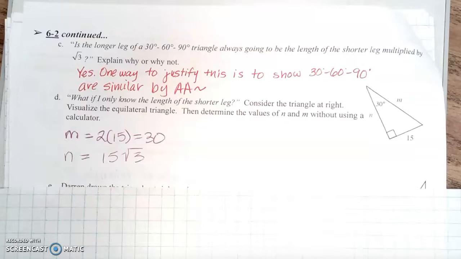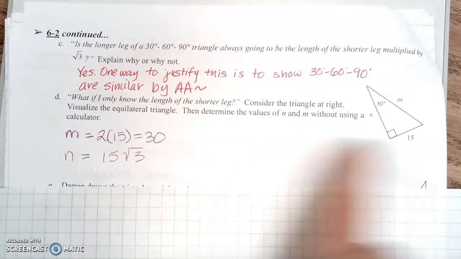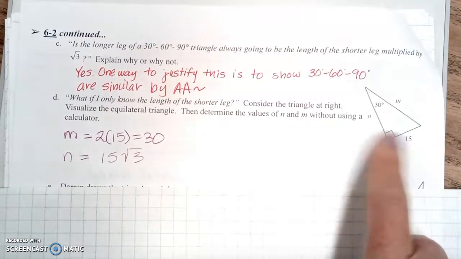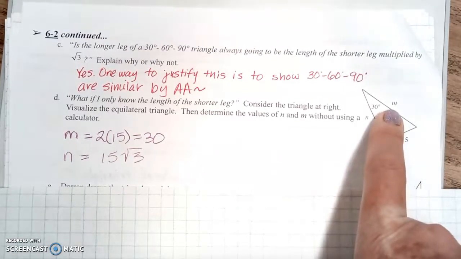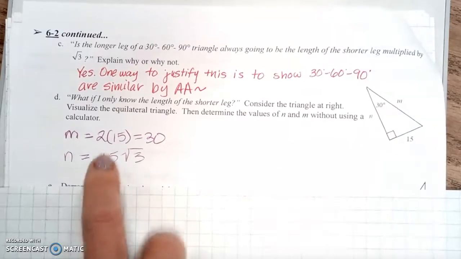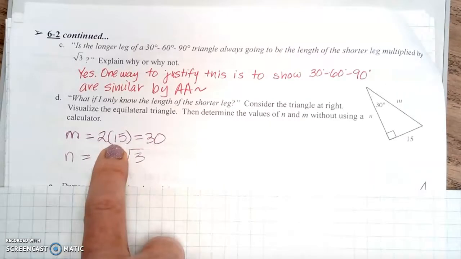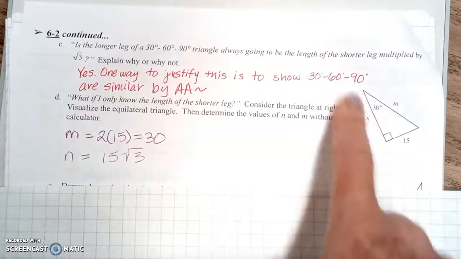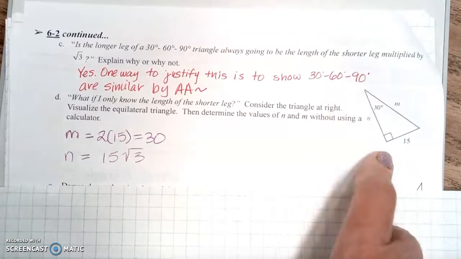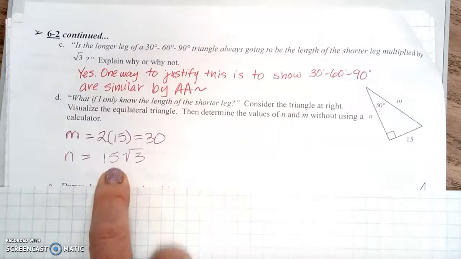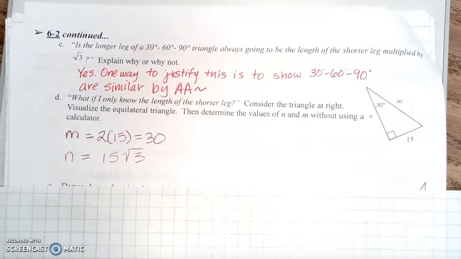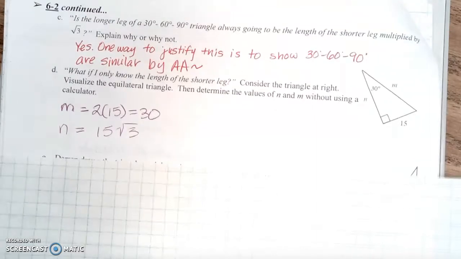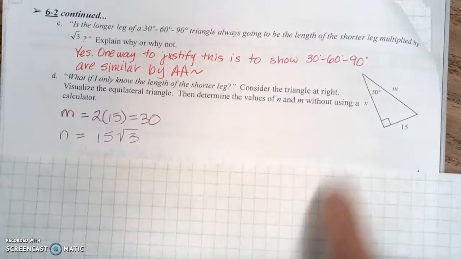That's one way. And part D, what if I only know the length of the shorter leg? You only know the length of the shorter leg. You can take that number and work backwards, which would be to multiply it by 2. So for this side M, you would take the shorter leg, multiply it by 2 to get 30. Then to get the length of side N, you would take the shorter leg and multiply it by the square root of 3. That's always going to work as long as the triangle is 30, 60, 90.